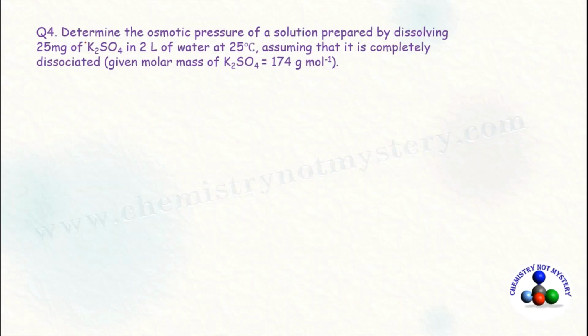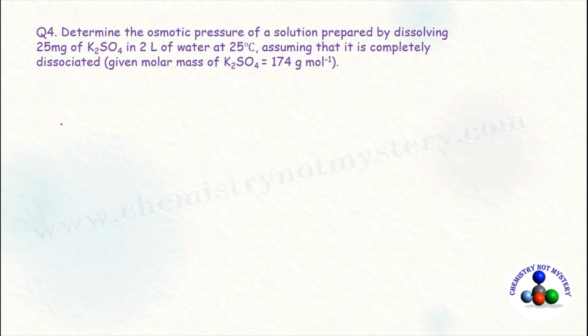Now come to the next question. Determine the osmotic pressure of a solution prepared by dissolving 25 milligrams of K2SO4 in 2 liters of water at 25 degrees centigrade, assuming that it is completely dissociated. Given molar mass of K2SO4 is equal to 174 grams per mole.